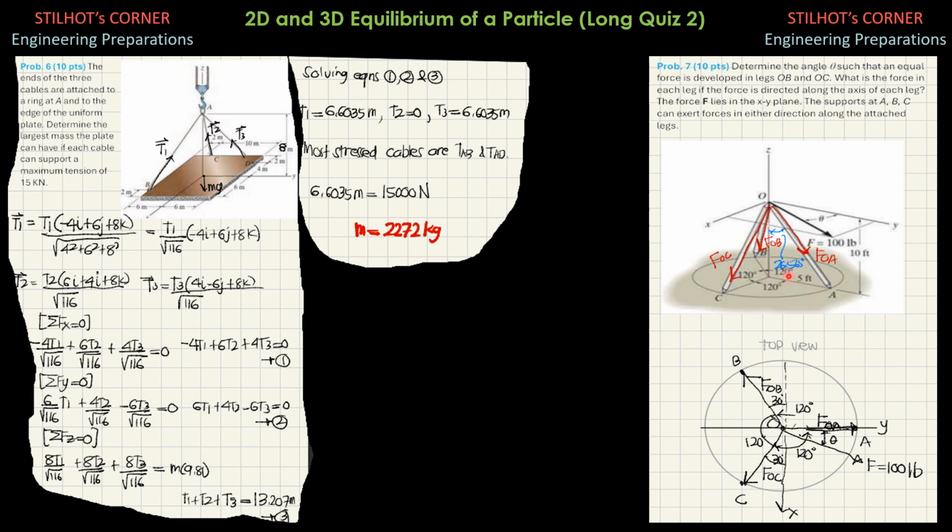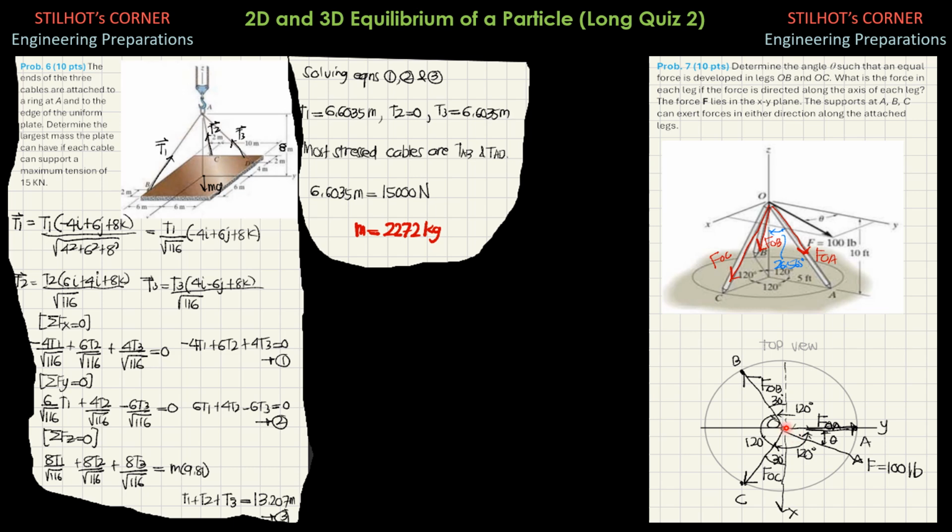So it is 26.565 degrees. Each leg makes an angle of 26.565 degrees. This is the top view. So B and C are aligned with respect to this axis here, because the angles of the shadows of OA, OB, and OC are each 120 degrees.